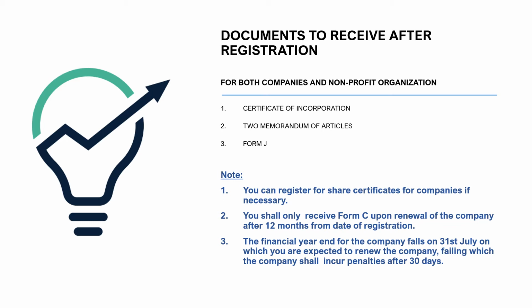The financial year end for the company falls on the 31st of July, on which you are expected to renew the company, failing which the company shall incur penalties after 30 days.